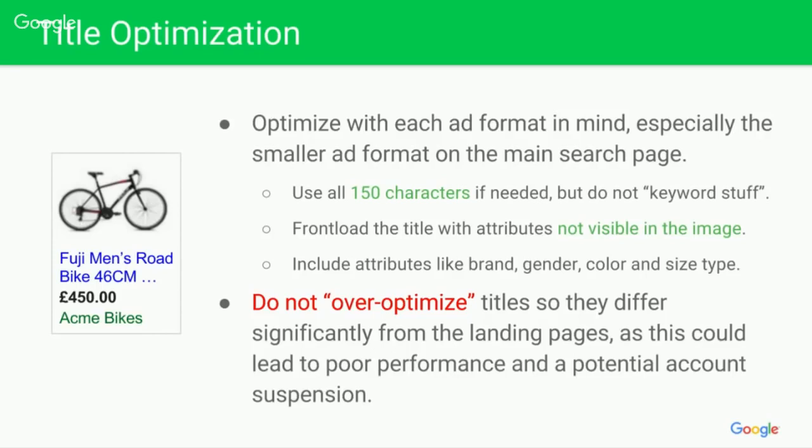But if you've got interesting content to include in the title, make sure you include all that content in your titles. That includes things like brand and color and size and so on that are interesting to consumers looking for that product. You do want to front load content if possible so that when Google truncates your titles in certain ad formats, the content that's visible is the most important content. And the one tip there is that if the content is visible in the image, like the color, for example, then it's not important to include it in the front of your title because it's visible to the consumer in the ad through the image.